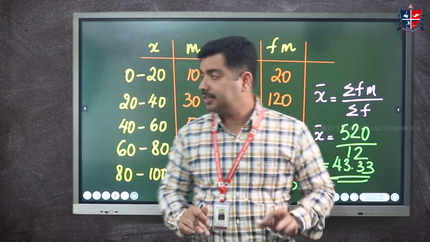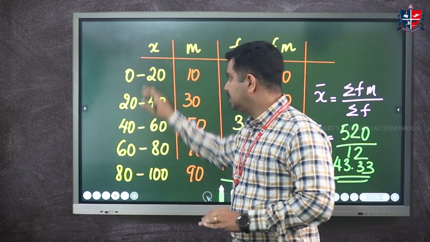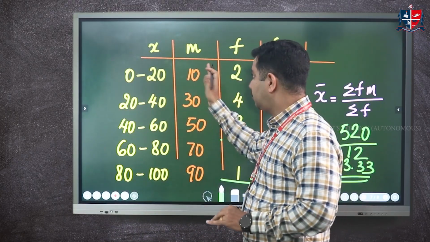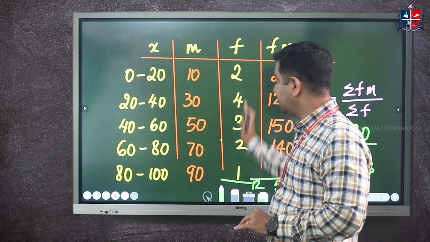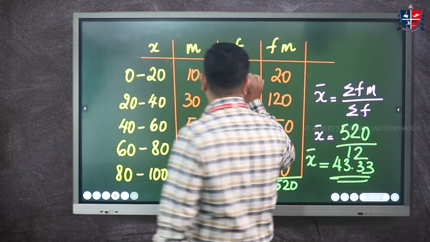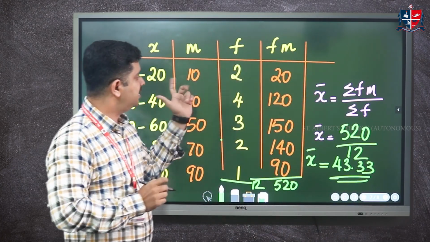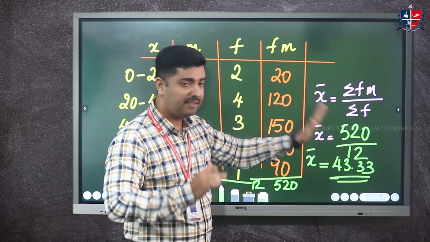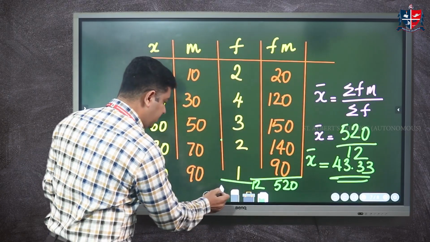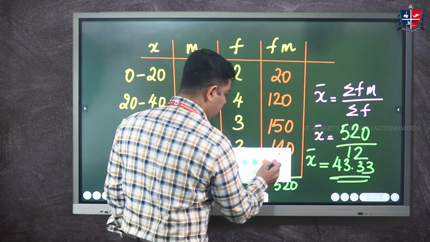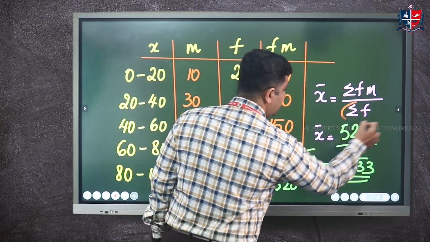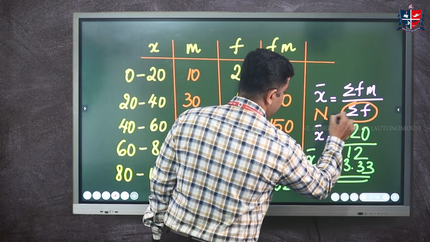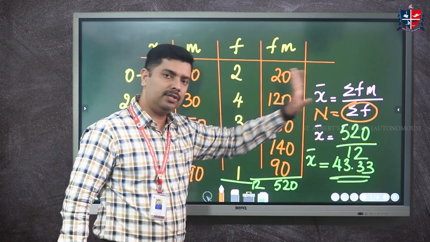I'll just summarize once again. You're given a series of numbers. So you find the midpoint. Then you just rewrite the F value that is given. Just multiply them. And the formula is sigma Fm by sigma F. Sometimes this one would be written as capital N, because capital N is equal to sigma F.